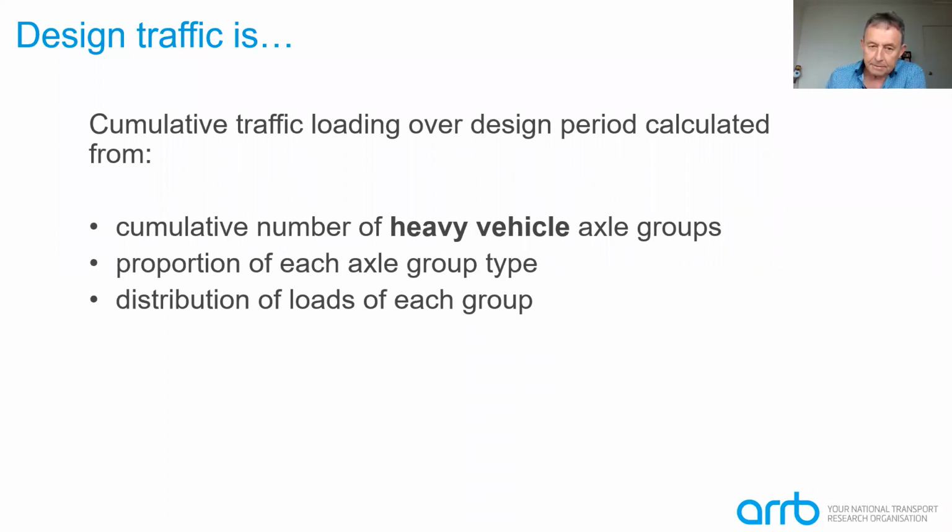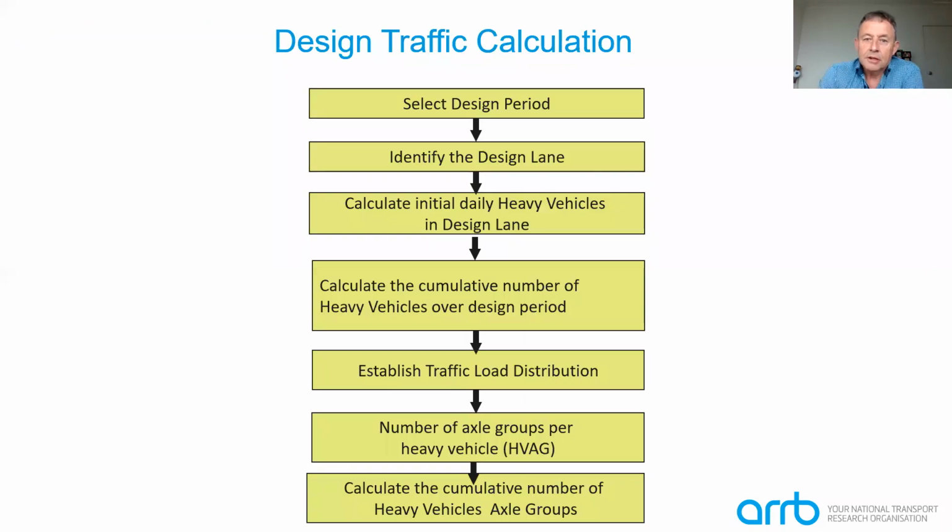So this is the stepwise procedure that you would use to calculate the design traffic. You'd first off select the design period, maybe 20, 30 or 40 years. You would identify a design lane. In the case where you have a freeway, for example, where there are a number of lanes of traffic in one direction, you might pick one lane as the design lane. That might be the most heavily trafficked lane on that freeway.